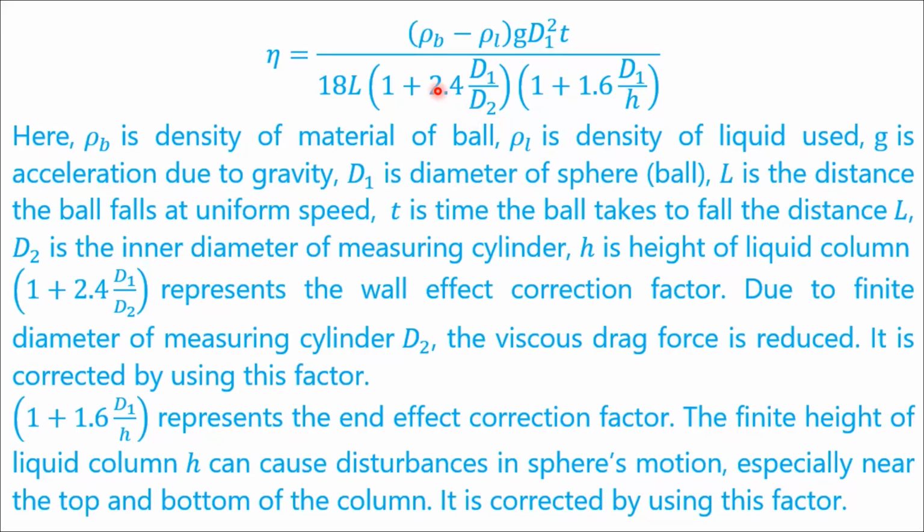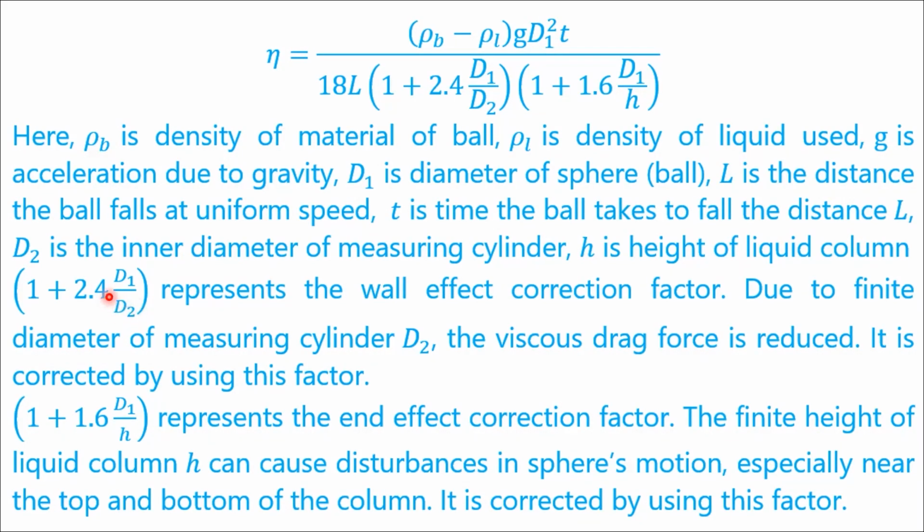Here in this relation, rho b is the density of material of ball, rho l is the density of liquid used, g is acceleration due to gravity, and d1 is diameter of sphere, t is the time the ball takes to fall the distance l, this l is the distance the ball falls at uniform speed, d1 is again the diameter of sphere, d2 is the inner diameter of measuring cylinder, and h is the height of liquid column.